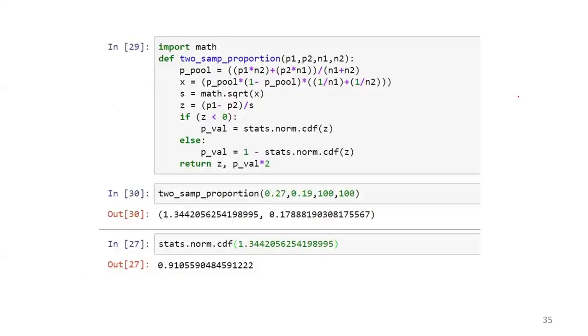When it comes to Python, as I mentioned, you can either create your own custom function, or you can directly consume the functions which are available. Here you just pass the proportions, 27 and 19, and you pass the sample size. That's all. You will directly get the p-value, and based on this p-value, you can take the decision. So with just one single line, you can solve the problem in Python.